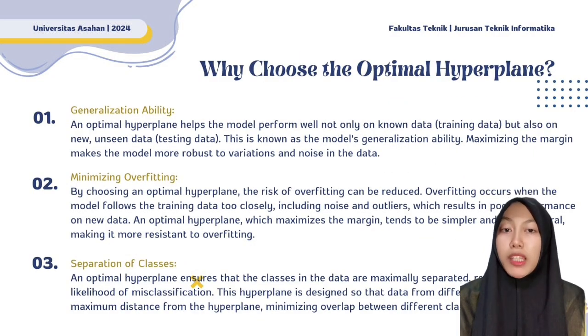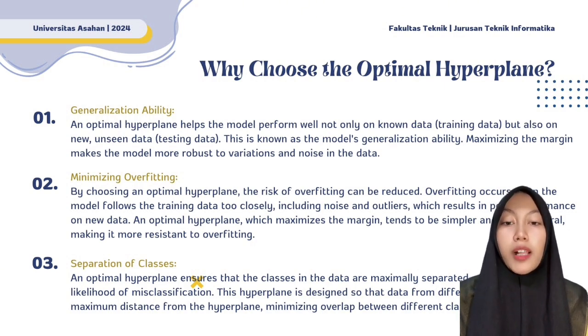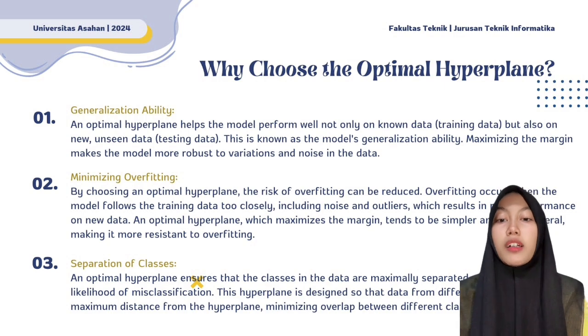Why choose the optimal hyperplane? 1. Generalization ability. An optimal hyperplane helps the model perform well not only on training data, but also on new usage data or testing data. This is known as the model's generalization ability. Maximizing the margin makes the model more robust to variation and noise in the data.